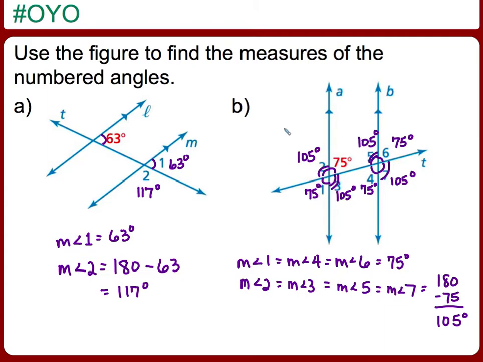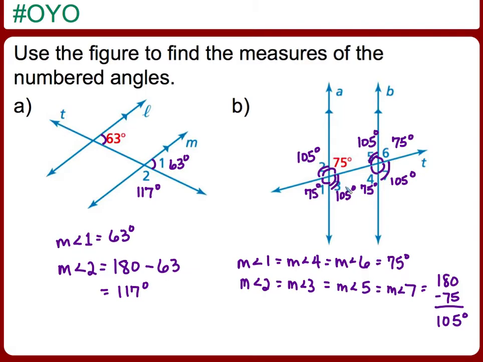For B, again, we can start off with angles 1, 2, and 3. First, angle 1 is vertical to the given 75-degree angle. So that's 75 degrees. And angles 2 and 3 are both supplementary to these angles, so those are 105 degrees.